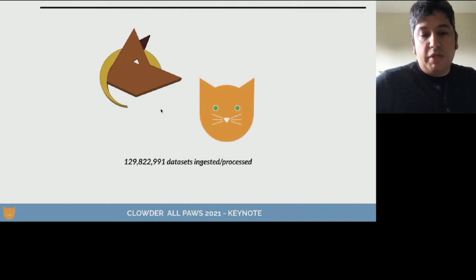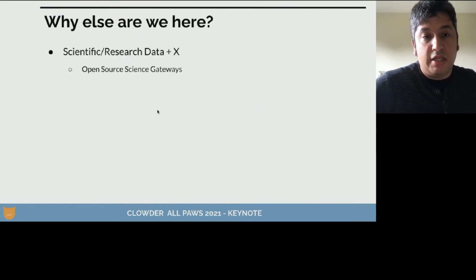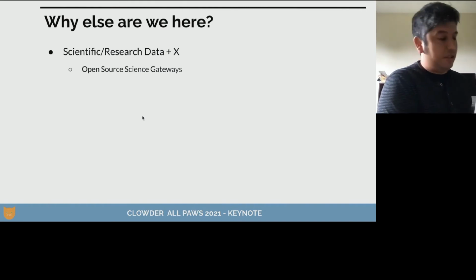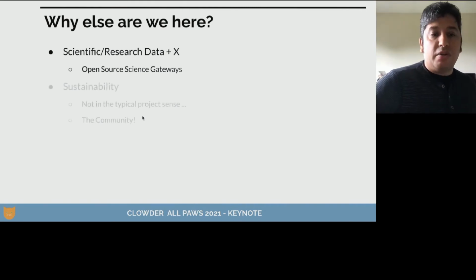And so over the years, as part of different Clowder instances, and these are the ones we just track, we've processed and ingested hundreds of millions of different data sets as part of Clowder. So that's why we're here. So basically supporting this idea of scientific research data plus this computational aspect. But why else are we here?